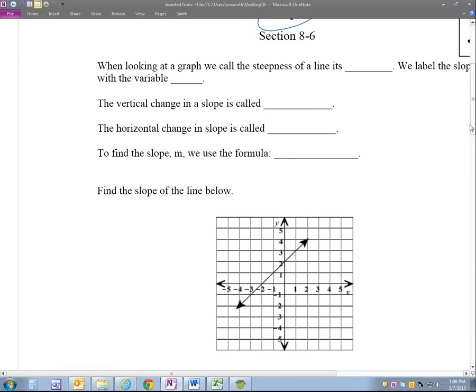All right. Before we begin, does everybody have the copy of the notes? Yeah. Wonderful. So when we're looking at a graph, we call the steepness of the line its slope. The steepness of the line is its slope.